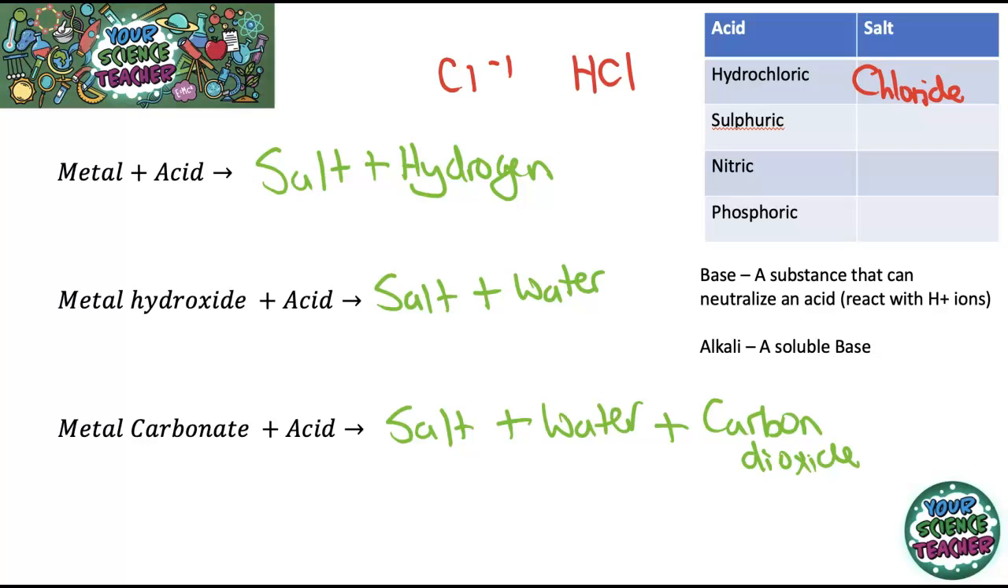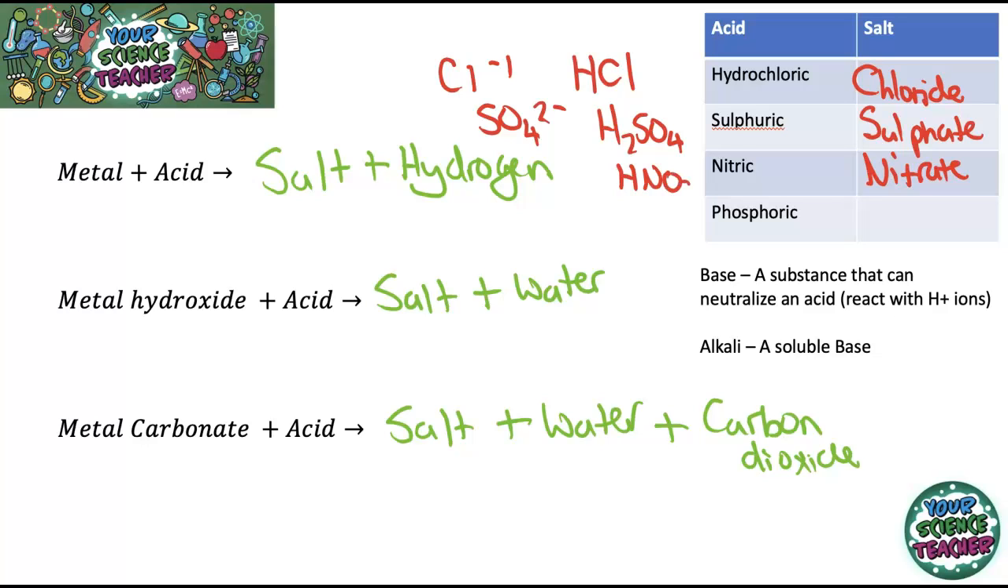For sulfuric acid, I'll make myself sulfate salts, and the sulfuric acid is H2SO4, and the sulfate ion is SO4 2-. Nitric acid, I will make myself nitrate salts. And nitric acid has the formula HNO3, with the nitrate ion being NO3 1-. And then I have phosphoric acid, which makes phosphate salts.